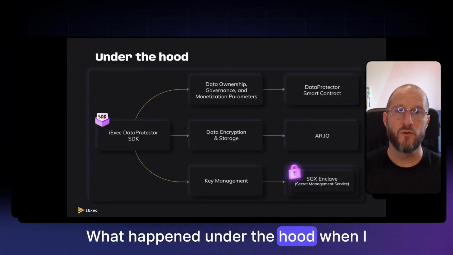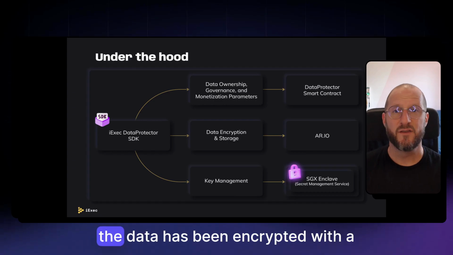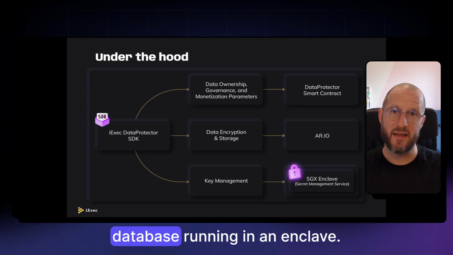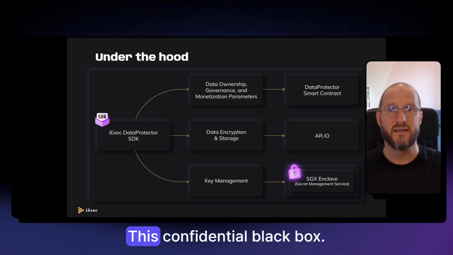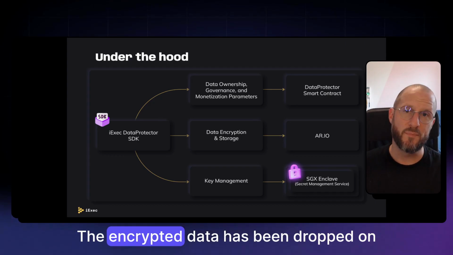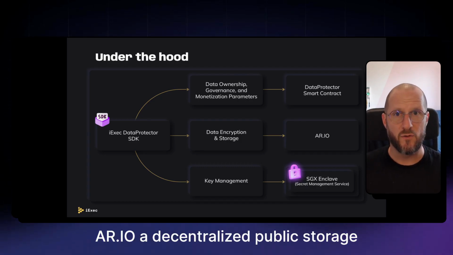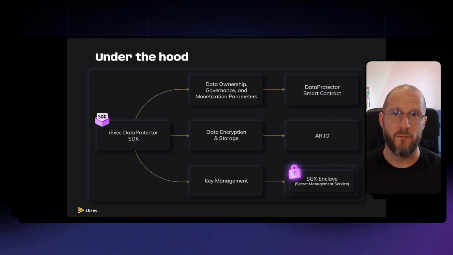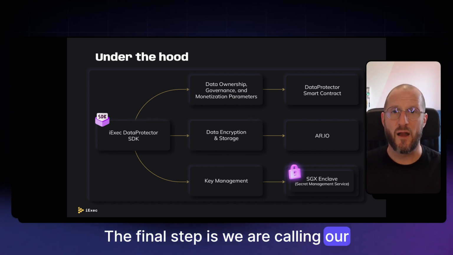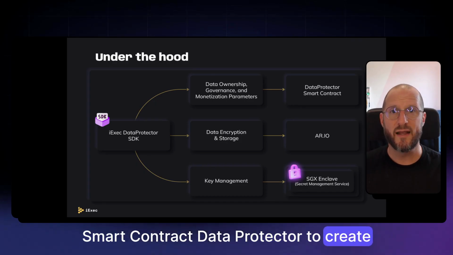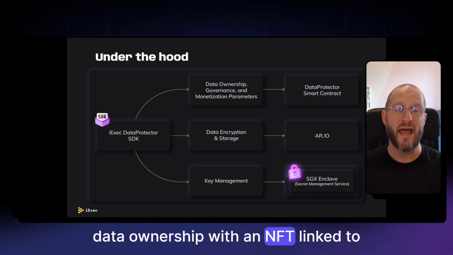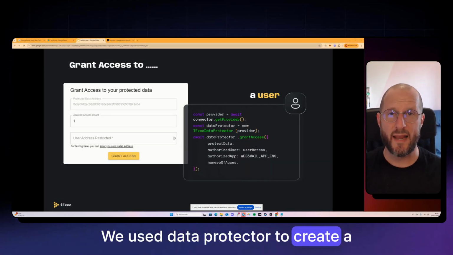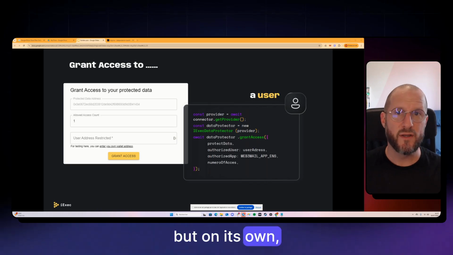What happened under the hood when I clicked on create a protected data? The data has been encrypted with a symmetric key. The symmetric key has been dropped in a database running in an enclave, this confidential black box. The encrypted data has been dropped on r.io, a decentralized public storage, our partner, but you can pick IPFS if you prefer. The final step is we are calling our smart contract DataProtector to create the data ownership with an NFT linked to your wallet. Okay, great. We use DataProtector to create a protected data, but on its own, it's useless.